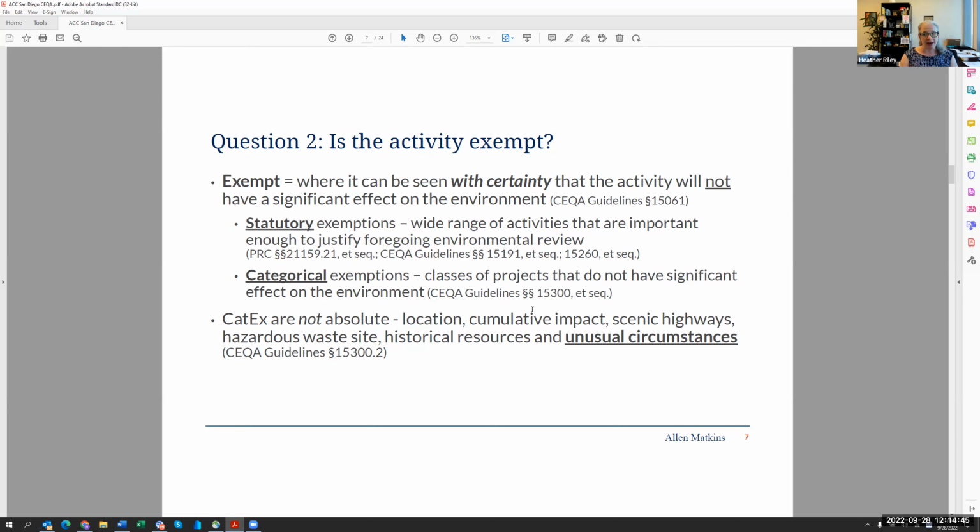I want to be clear though, categorical exemptions are not absolute. The statute, the guidelines, include a specific provision, kind of a carve out. Your location, the cumulative nature of your project in view of a whole bunch of other capital P projects, whether you're near a scenic highway, a hazardous waste, a lot of things can pull you out of a CatEx. Because they call those unusual circumstances, now you have to go through CEQA. You can't be exempt.